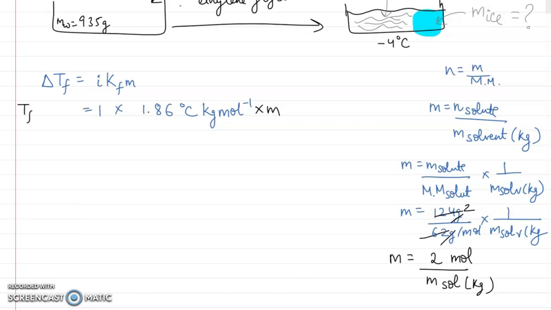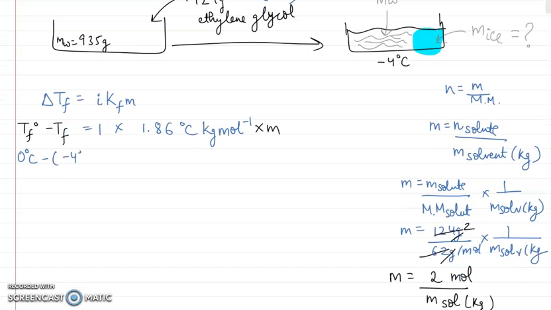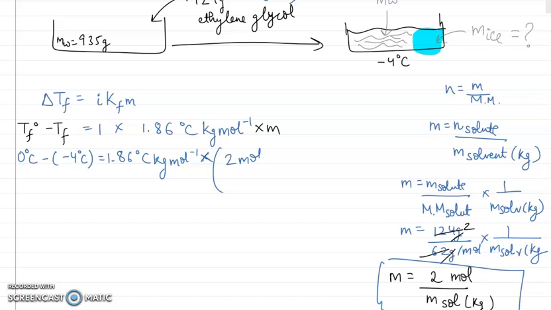Del Tf is equal to Tf naught minus Tf. Tf naught is the freezing point of water, that is 0 degrees Celsius, and Tf is minus 4 degrees Celsius, the freezing point of the solution formed, is equal to 1 into 1.86 degrees Celsius kilogram per mole, and we would write the expression for molality from here. This is 2 mole divided by mass of solvent in kilogram.